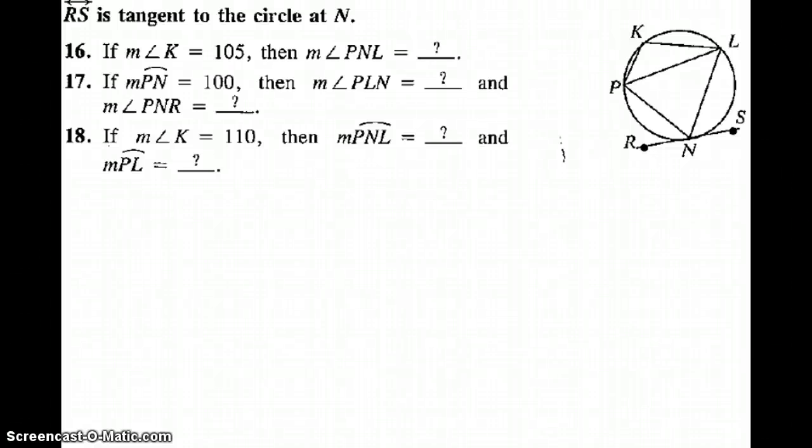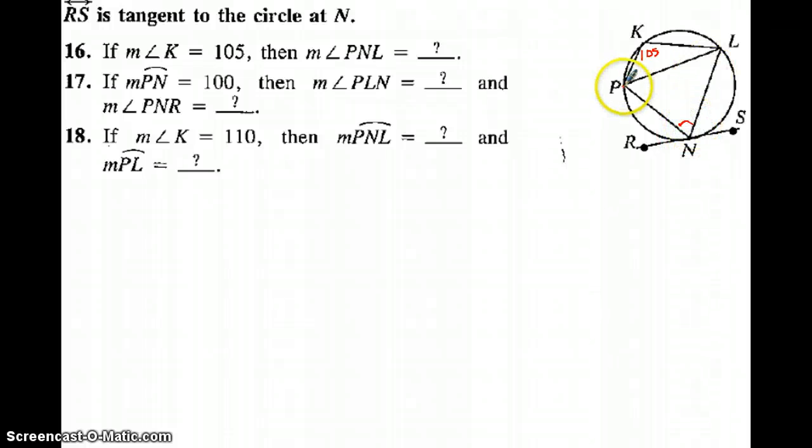Okay, welcome to part 2. If the measure of angle K is 105, that would mean this thing here. If that's 105, go ahead and write that in. Then the measure of angle P, P and L. We're looking for this angle here.